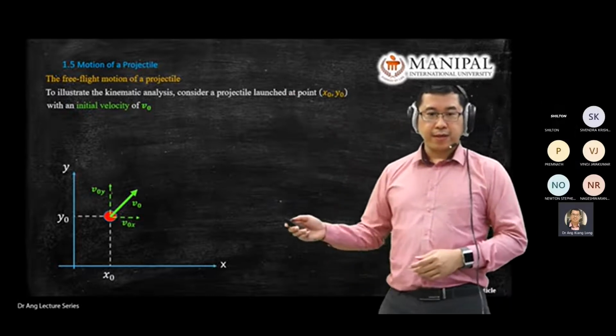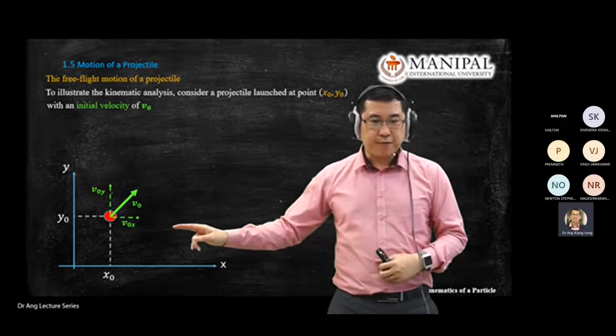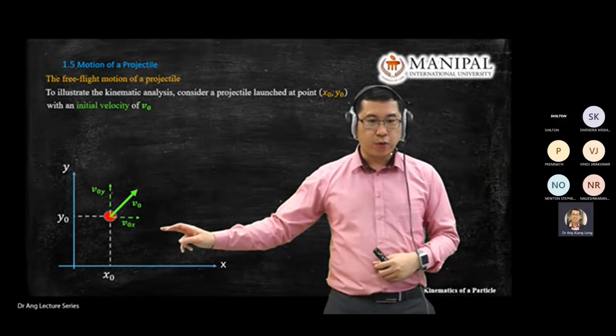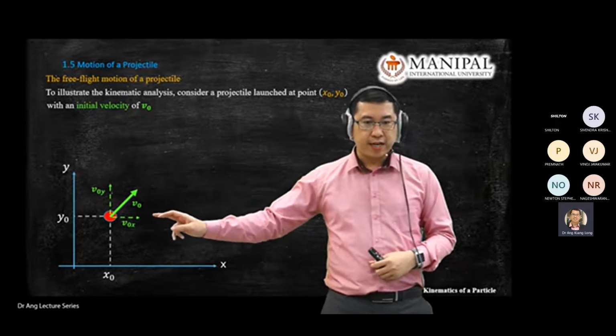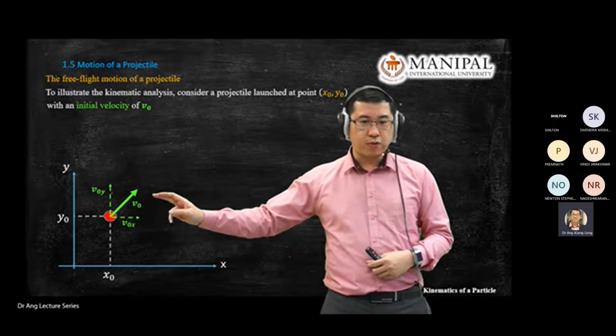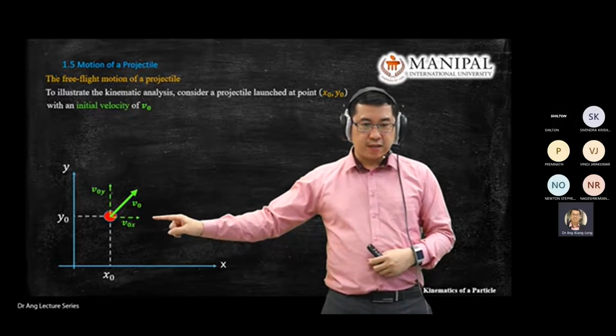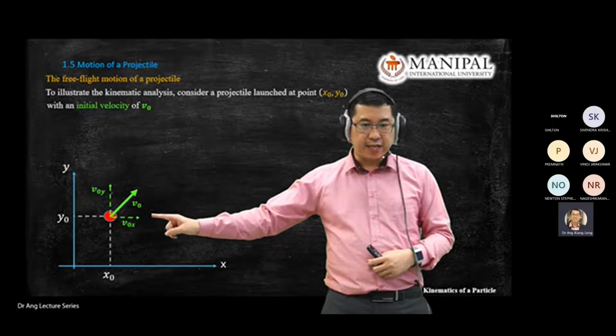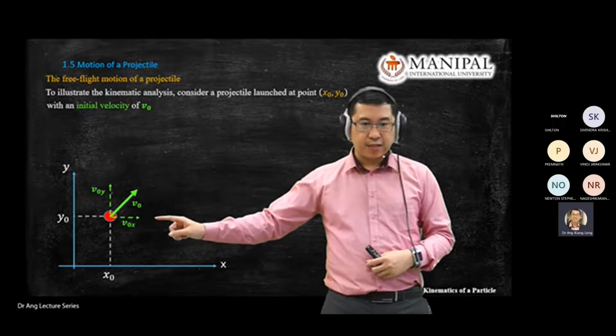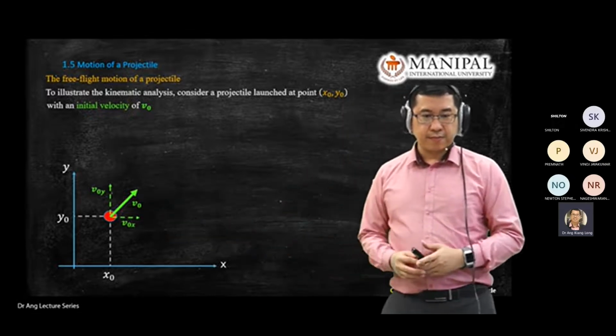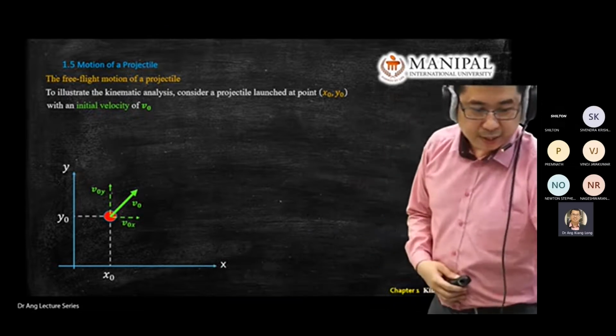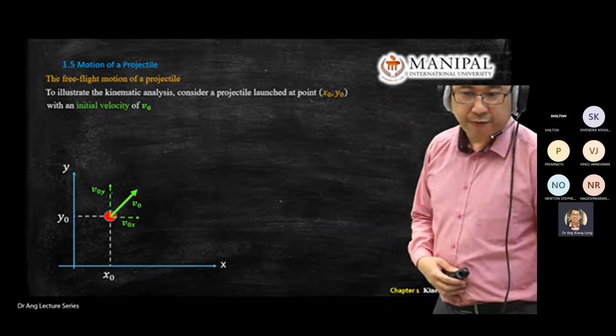Anyone have problem finding the v sub ox and v sub oy? Any one of you don't know how to find the green color of y and x? Anyone? Let me know if you're not able to find it.